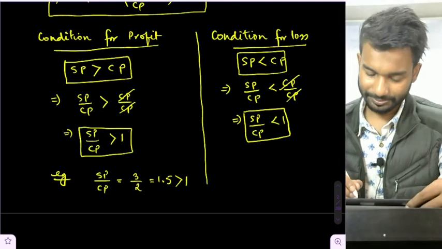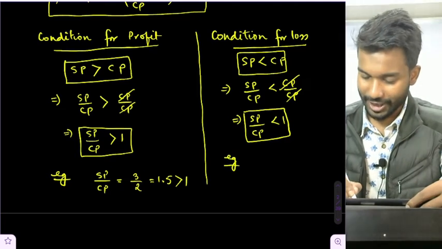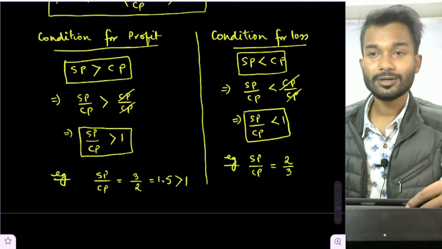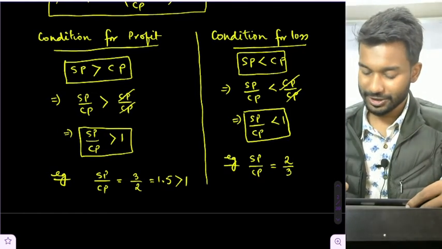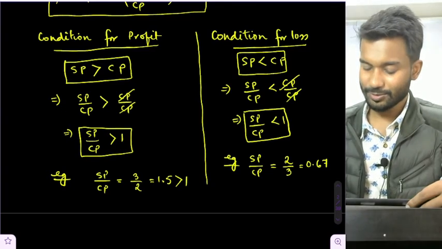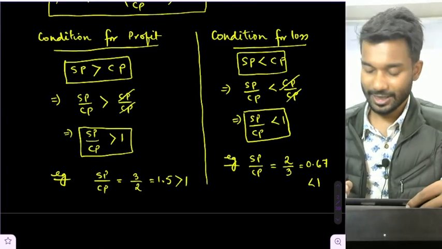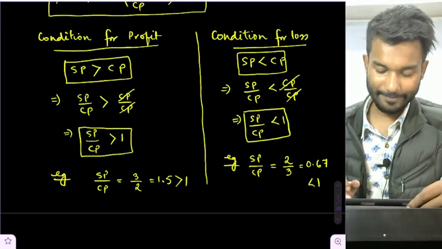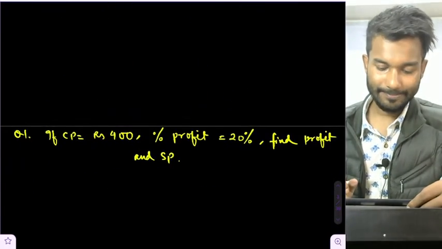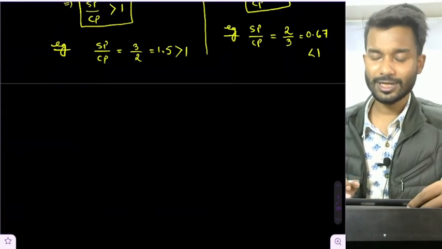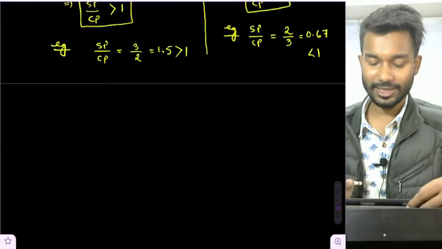Example, if we have SP by CP ratio equal to 2 by 3, and 2 by 3 you know is equal to how much? 0.67, which is lesser than 1. In this case, we'll say there is a loss. I hope you have understood till here. Next, we'll solve some questions now. These are the main formulas. Apart from this, you need not remember any other formulas.